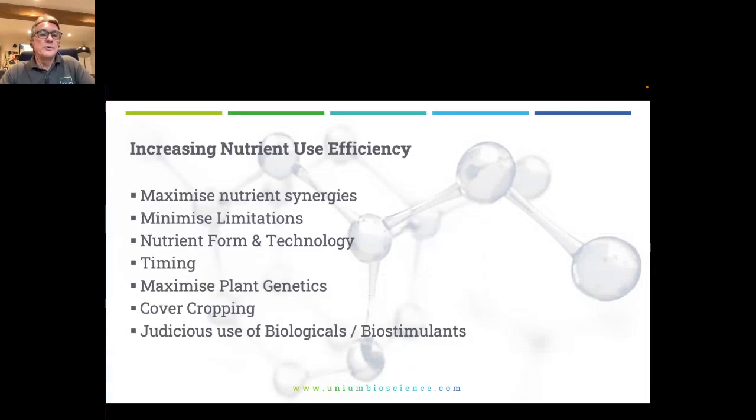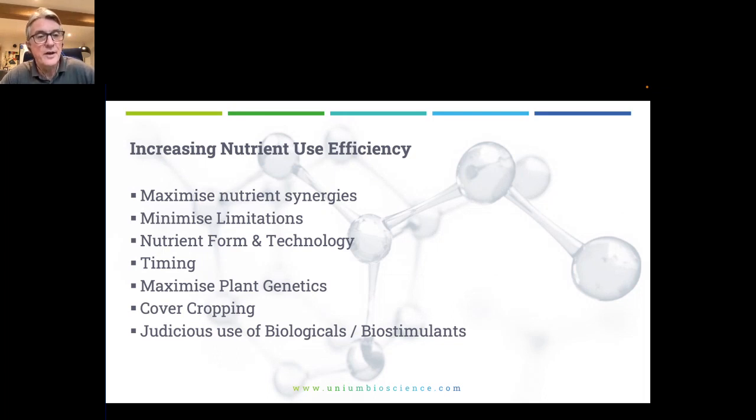So in summary, you've got to maximize your nutrient synergies between the different nutrients. Don't just look at them in isolation. Minimize any limitations. And again, good soil testing, good soil management, sap analysis, tissue testing, etc. through the season in detail in a key area of the farm to allow you those management opportunities is a really great idea. Look at your nutrient form and technology that you're applying through the crop, relate that back to your soil types, etc., and the levels that you've got.